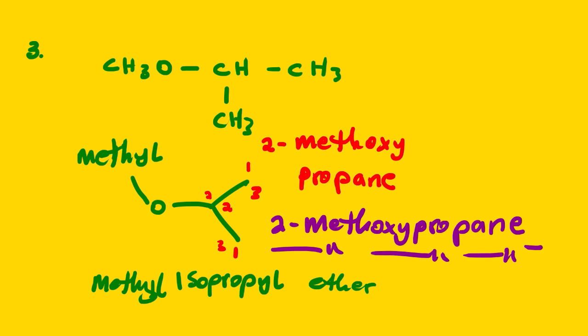Let us complicate our examples more so that we can understand this. Example number 4. Suppose we have CH3-O-CH3. We can see that it's actually a symmetrical ether.